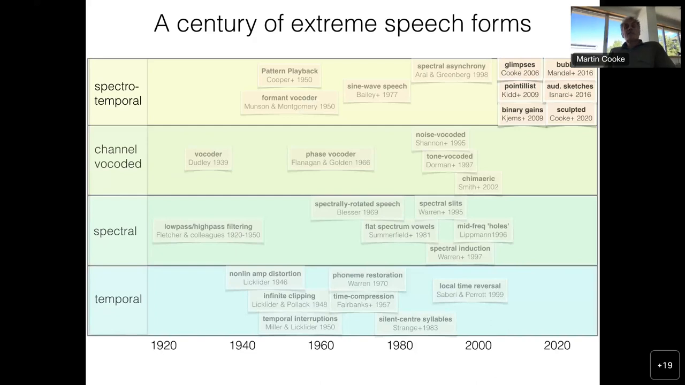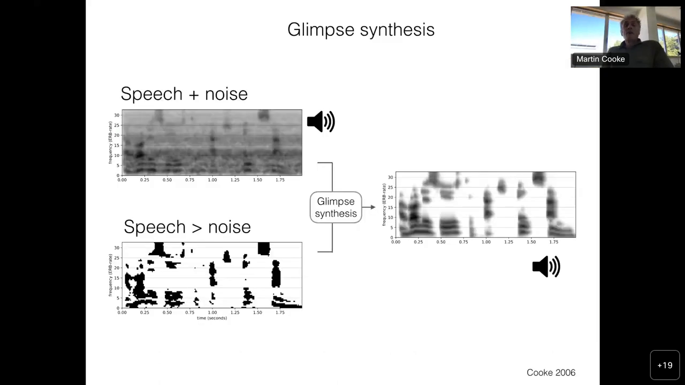The last 10 or 15 years or so, the focus has largely been on more complex spectrotemporal manipulations. So some of the stuff I was doing with glimpses would fall into this category. There's all sorts of interestingly named distortions here: pointillistic speech, bubble speech, auditory sketches, various things. And a new form of distortion, which I was working on a couple of years ago, which I'll mention in a moment, sculpted speech.